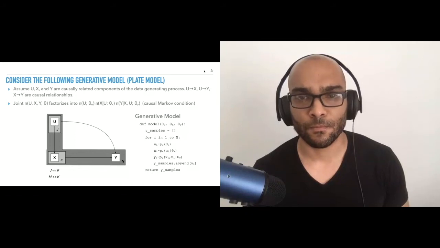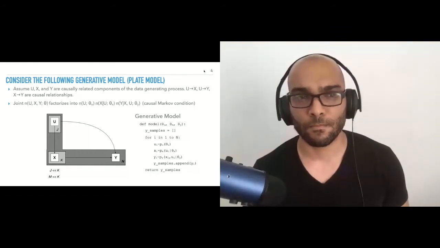Further, we assume the directed structure of the graph reflects actual causal relationships between u, x, and y in the true data generating process. We further assume the causal Markov condition, meaning that the joint probability distribution between u, x, and y will factorize along the causal graph into the product of conditional distributions on each node. So we get a generative model that samples each of these items in sequence. Let's further assume that the parameters of these conditional distributions are known a priori.